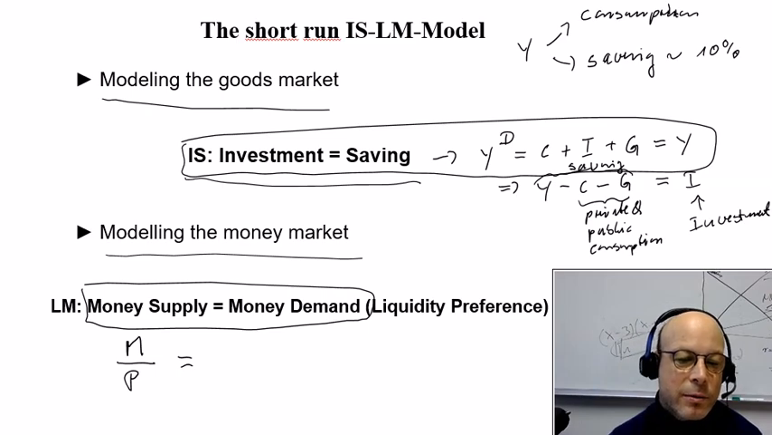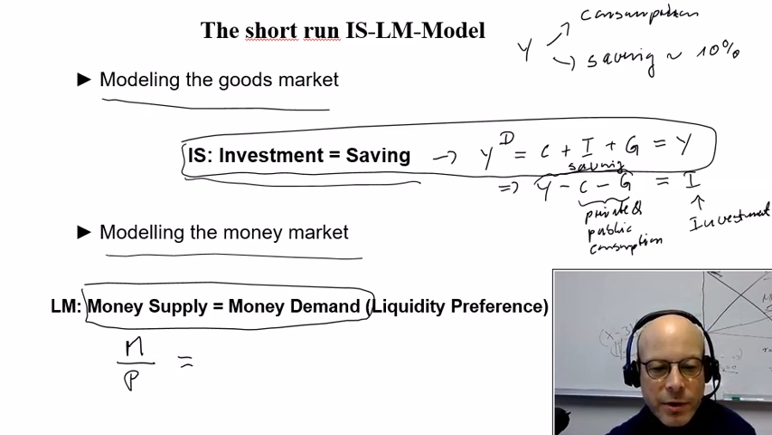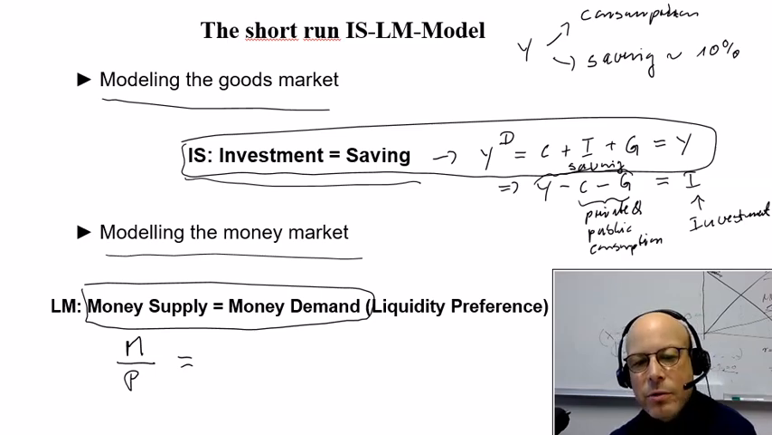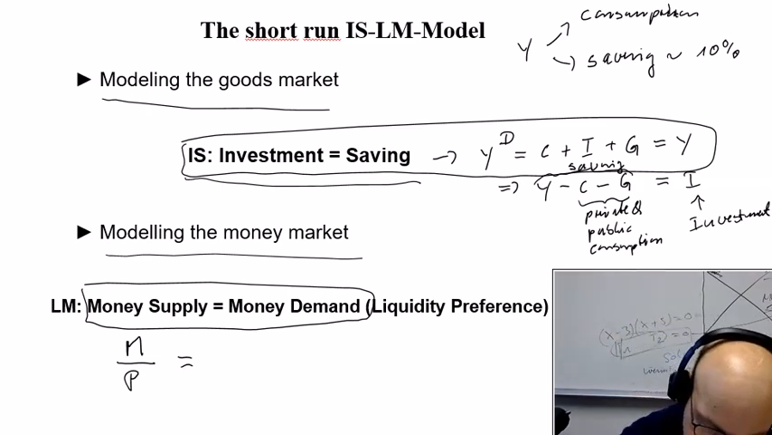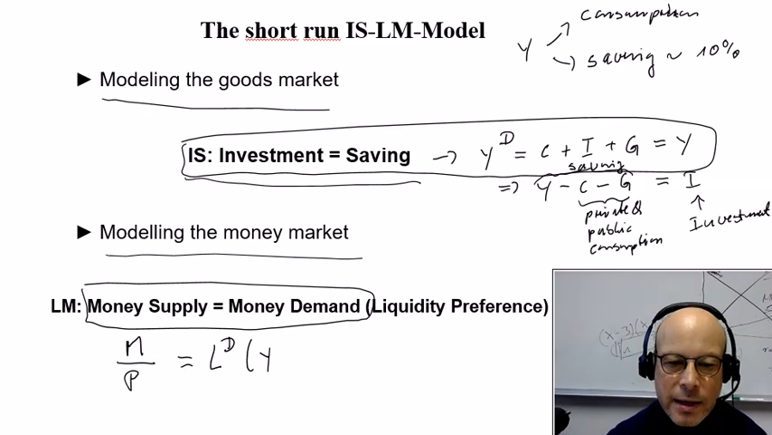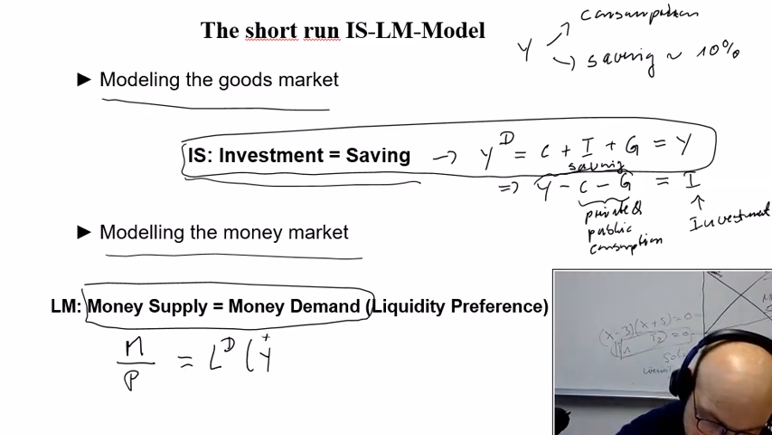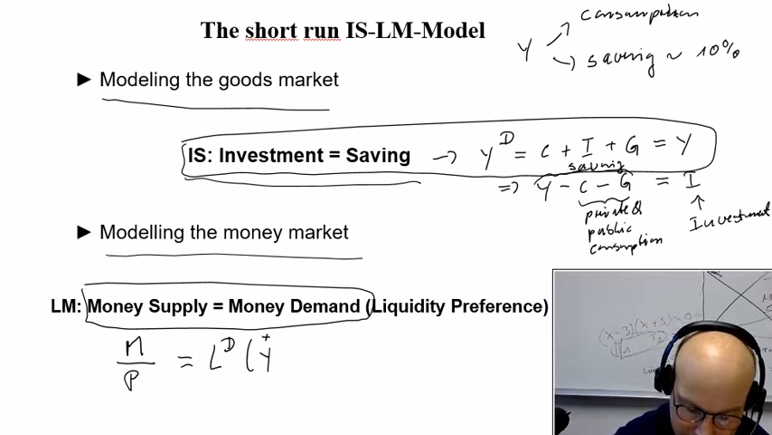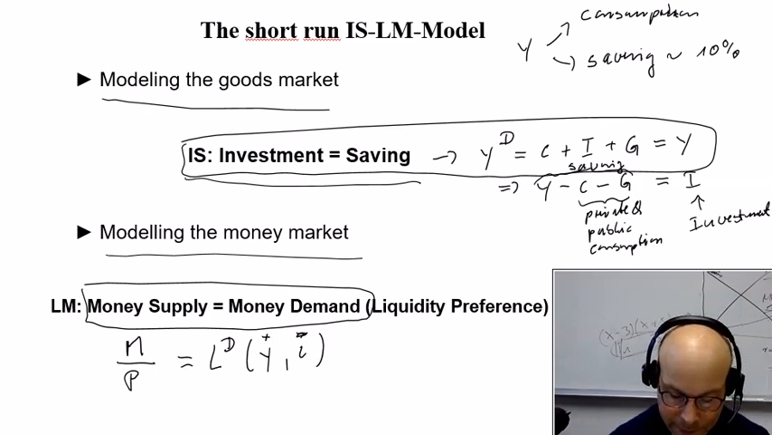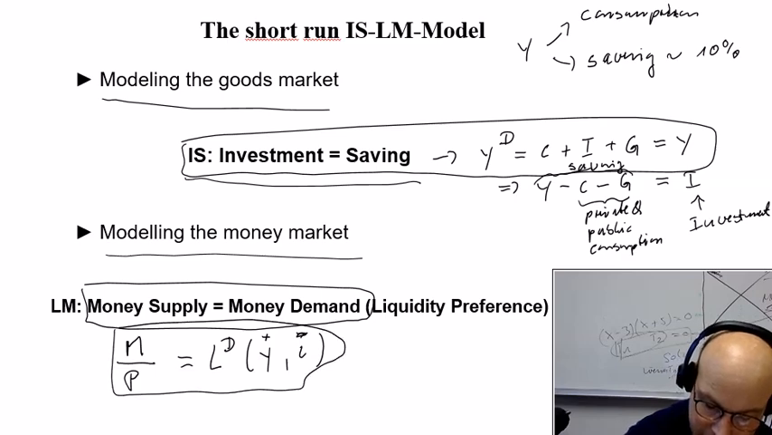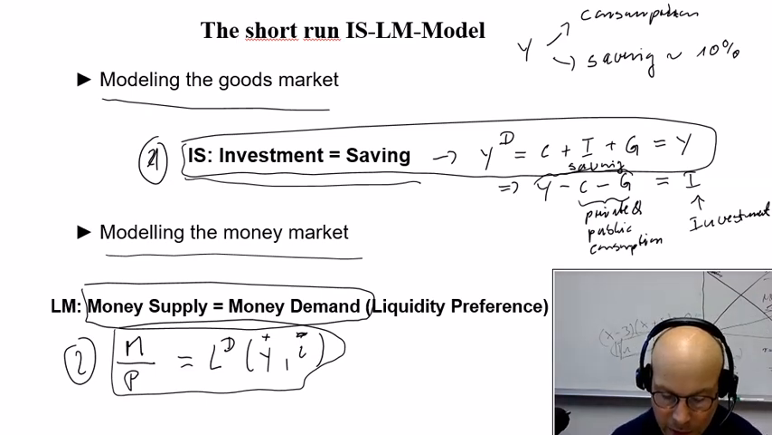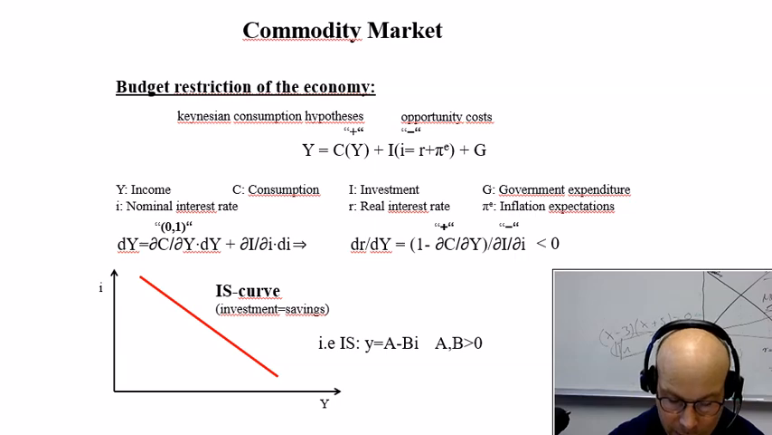And there, remember it from the transaction motive, from the precautionary motive, and from the speculative motive, or if you just say the argumentation via opportunity costs, that money demand depends on total income, positively depending on total income and negatively depending on interest rates. So these are then the two main equations within our model.